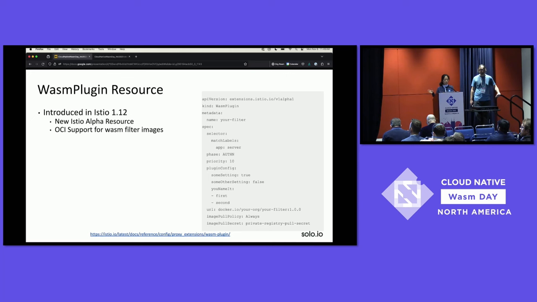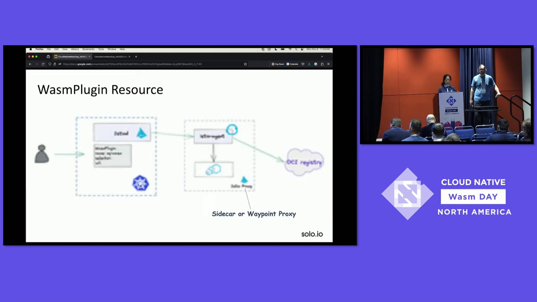So a quick introduction to the Wasm plugin resource. How many of you actually use the Wasm plugin resource in Istio? All right, thanks, a few of you. It's actually really easy to use. It's declarative, so you can select which workloads the Wasm plugin is going to apply to. You can specify its phases, its images. You can set the environment variables. So all that configuration is available for you.